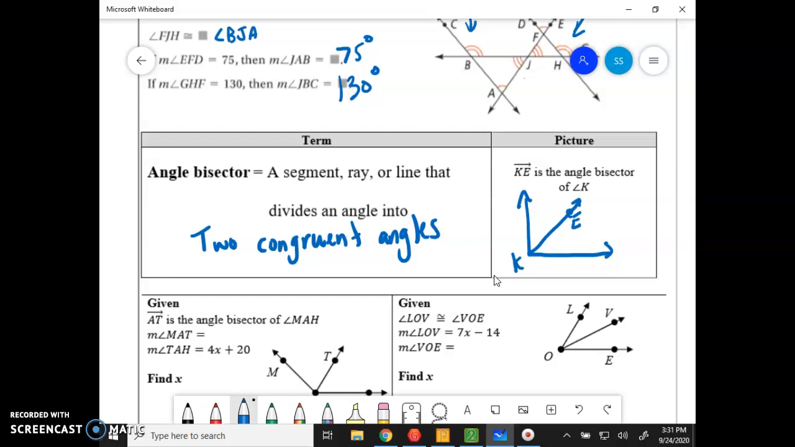So what this is saying is that if this ray is the angle bisector, okay, bisect means it's cutting in half, right? If you ever bisected a frog in science class, it means you're cutting it in half, right? So if that's the case, we're cutting this angle into two equal angles, okay? So these angles are congruent. We don't necessarily know what the measure is, but we do know that they are the same.